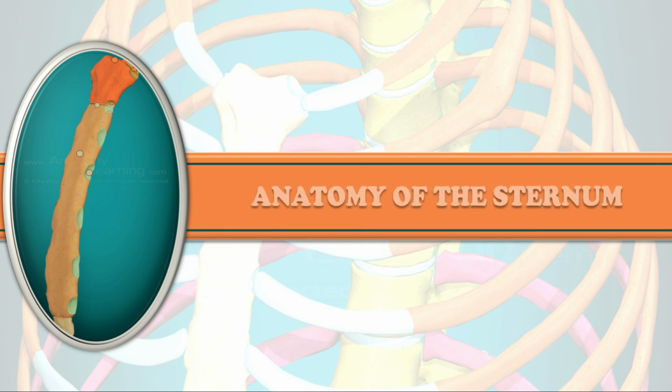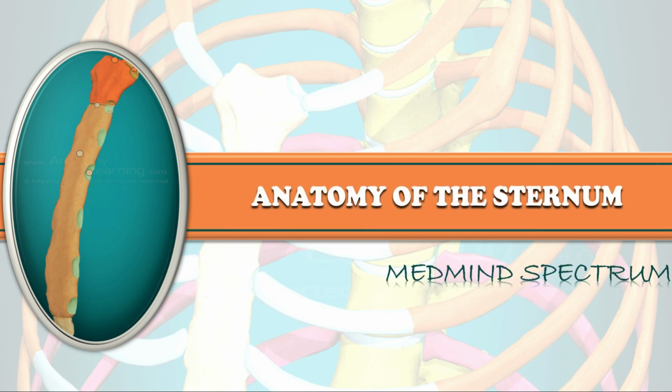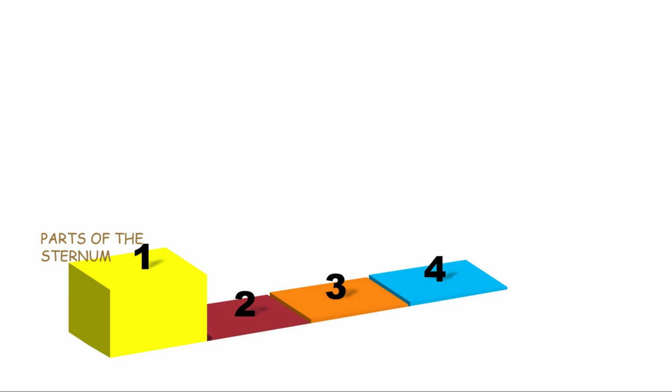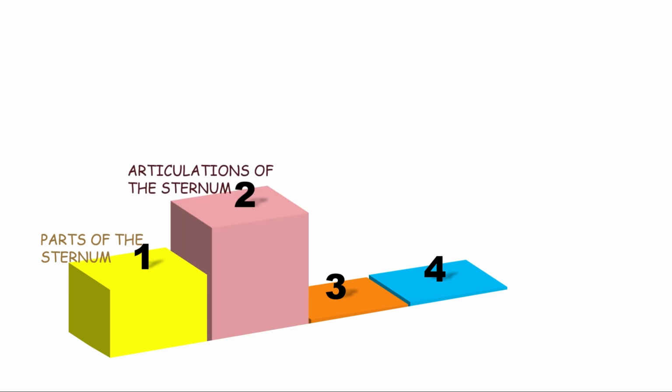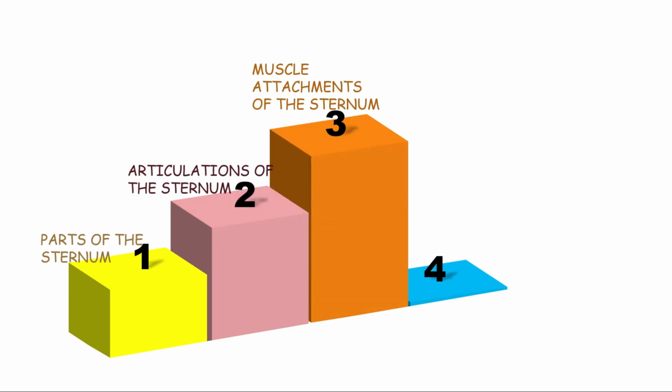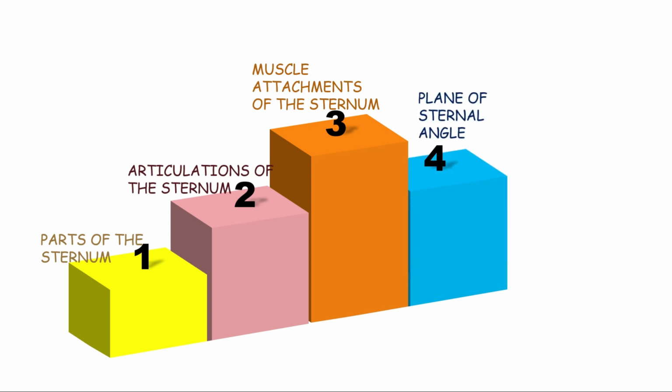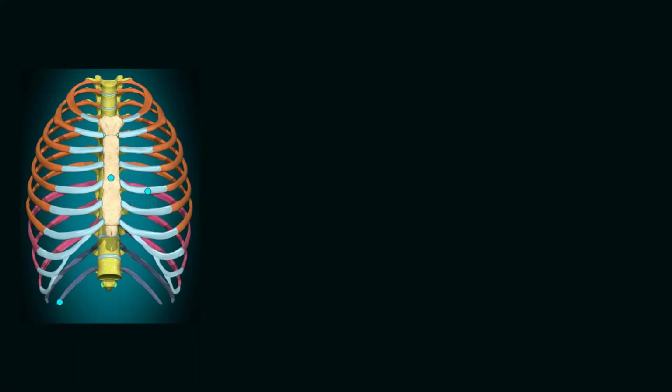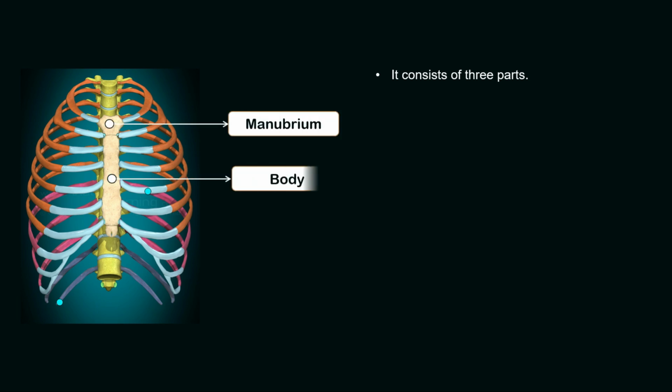In this video, you will learn about anatomy of the sternum. First, parts of the sternum. Second, articulations of the sternum, muscle attachments of the sternum, and lastly, the plane of the sternal angle. To begin with, the parts. It mainly consists of three parts, and these are the manubrium, the body, and the xiphoid process.